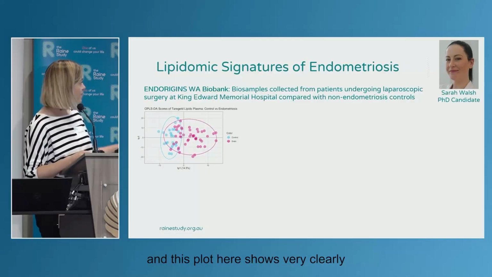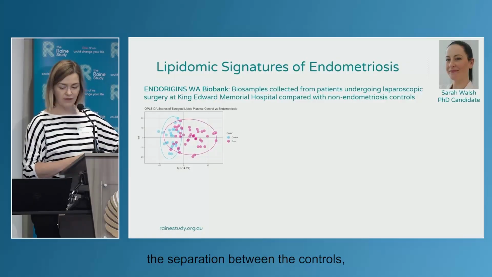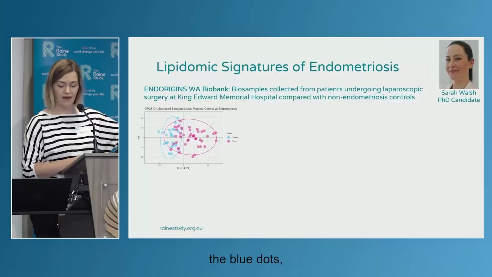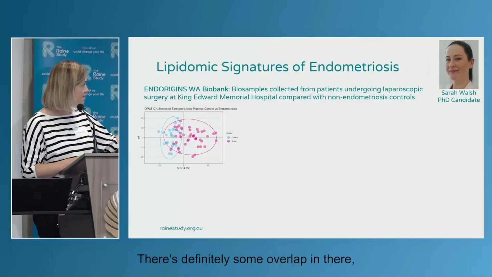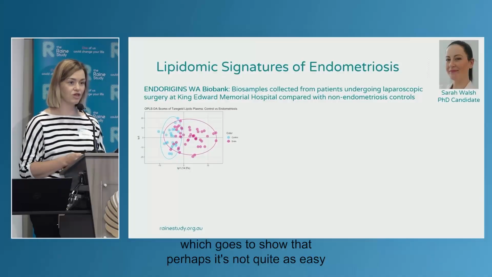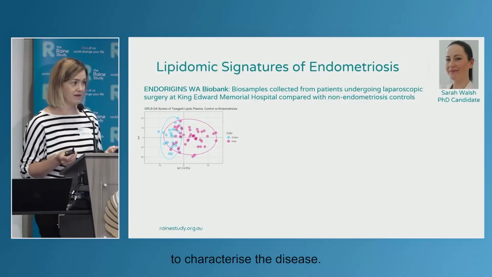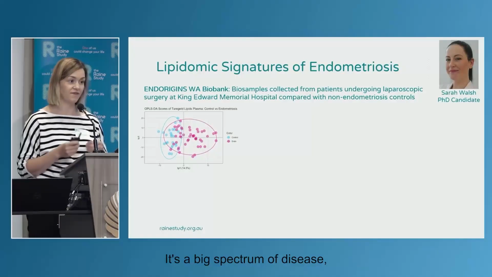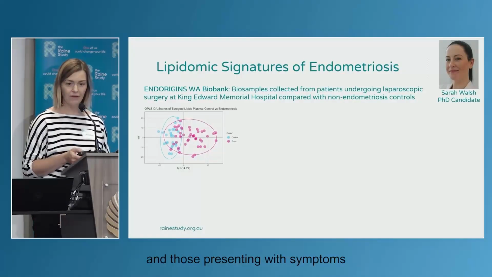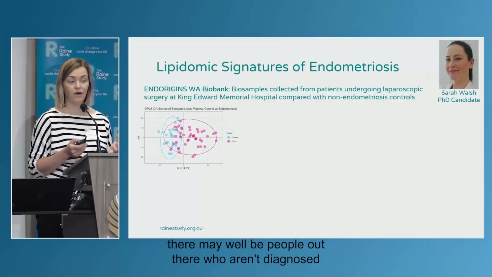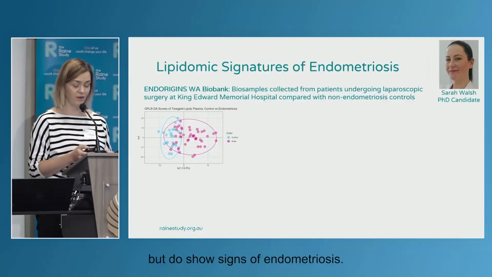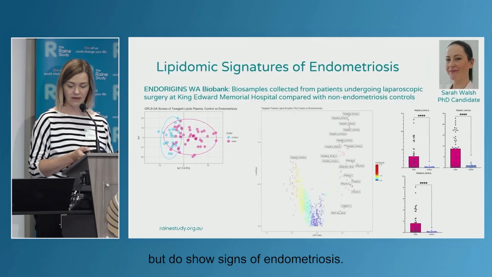This plot shows very clearly the separation between the controls, the blue dots, and the pink dots, which are those individuals with endometriosis. There's definitely some overlap in there, which goes to show that perhaps it's not quite as easy to characterize the disease. It's a big spectrum of disease, it's very heterogeneous, and those presenting with symptoms perhaps don't have endometriosis and vice versa. There may well be people out there who aren't diagnosed but do show signs of endometriosis.